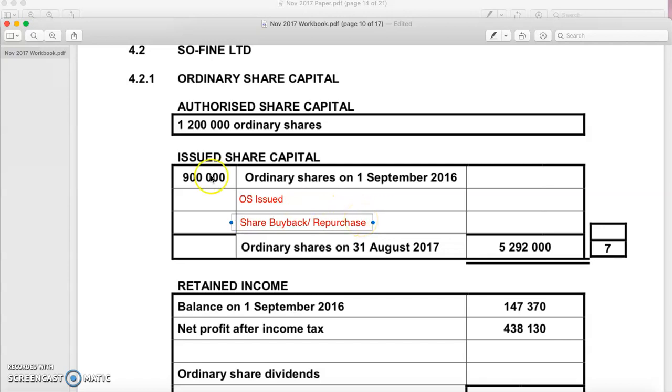That's okay. Now we're told that authorized share capital is 1,200,000. We know that on the first 900,000 shares were in issue. I want to remind you that this column is the physical number of shares, but this column is the rand value of shares, okay? So don't confuse that.